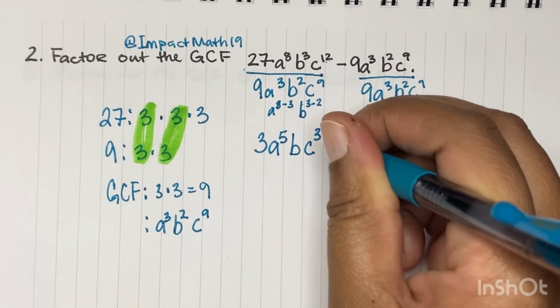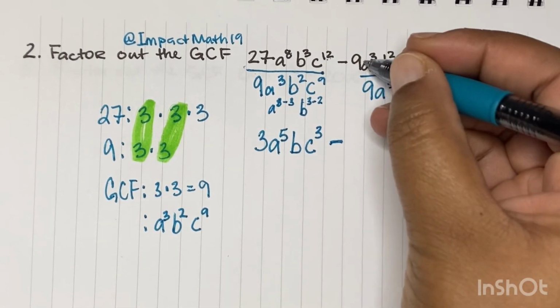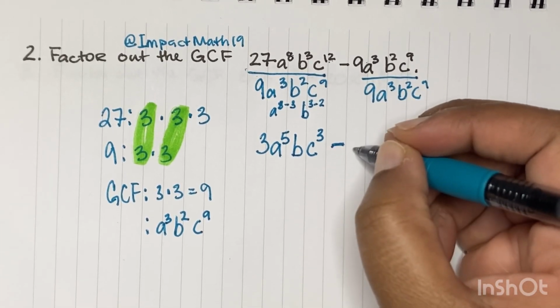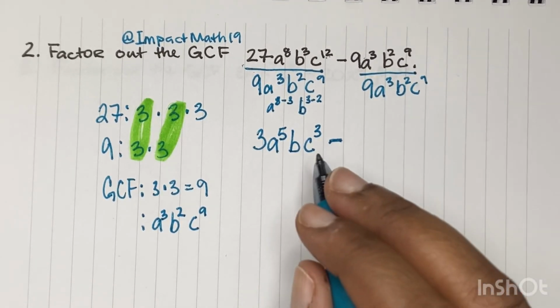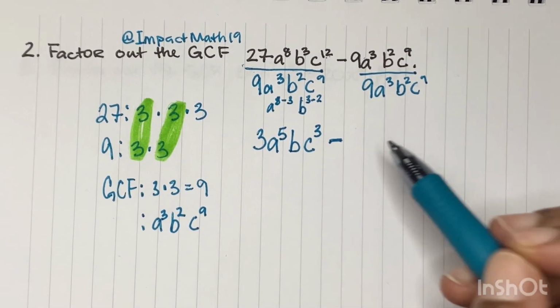Okay. Drop down your minus sign. 9 divided by 9 is 1. You can put that, but in most textbooks and standardized tests, they'll never put the 1 there.